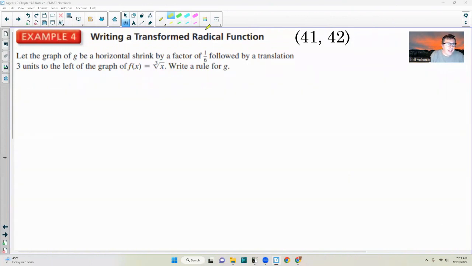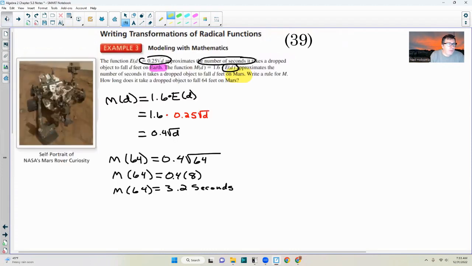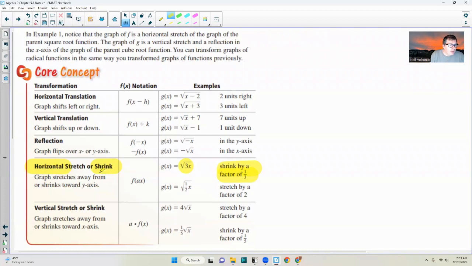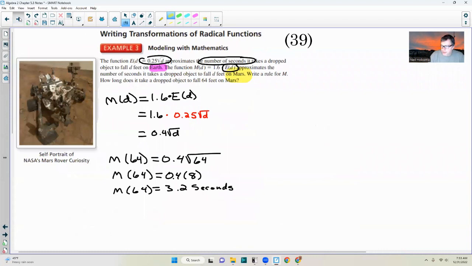Okay, example 4, writing a transformed radical function. Let the graph of g be a horizontal shrink by a factor of 1/6. Don't worry about the followed by yet. Let's focus on one thing at a time. So I'm going to go back to our rules. Horizontal shrink, factor of 1/6. So if I go back to our rules here, here's horizontal shrink. And if there's a shrink by a factor of 1/3, you would put a 3 in front. So a factor of 1/6 would put the reciprocal, 6, inside the radical function. Just remember the rules, but I just wanted to go back and show you that's where this comes from.